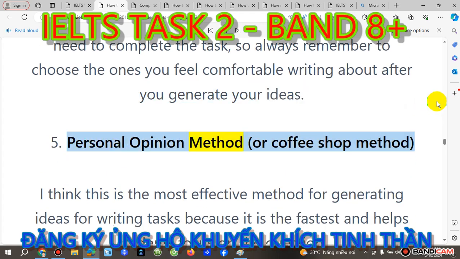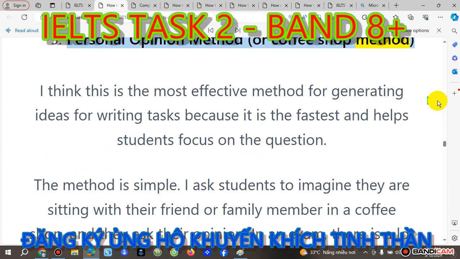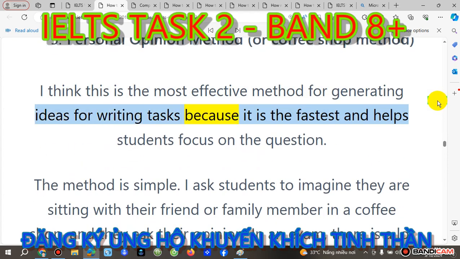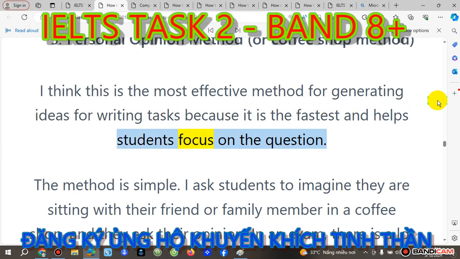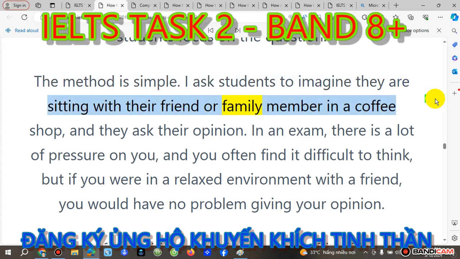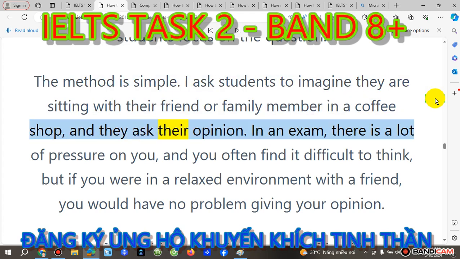Personal opinion method, or coffee shop method. I think this is the most effective method for generating ideas for writing tasks because it is the fastest and helps students focus on the question. The method is simple. I ask students to imagine they are sitting with their friend or family member in a coffee shop, and they ask their opinion.